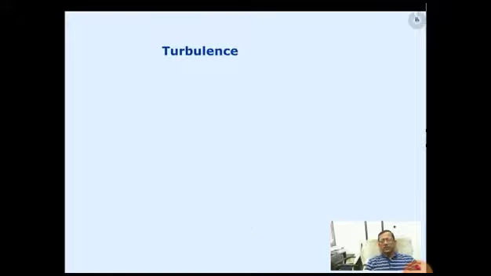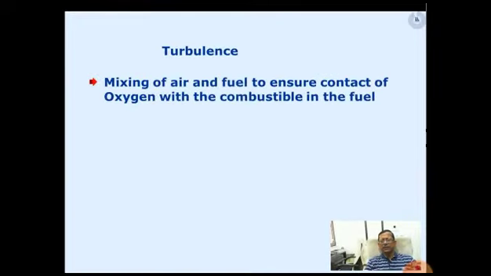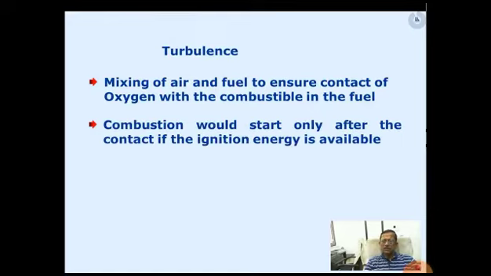Now, talking about turbulence. So what is turbulence? Turbulence is basically the mixing of coal and air to create the contact of oxygen with the combustible in the fuel, right? In fact, you can understand that unless there is contact with the oxygen, the combustion is not going to start actually. The combustion would start only when the combustible comes in contact with oxygen and there is ignition temperature available, then it is going to start.